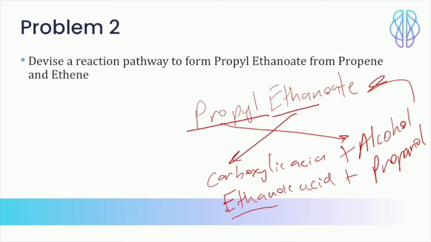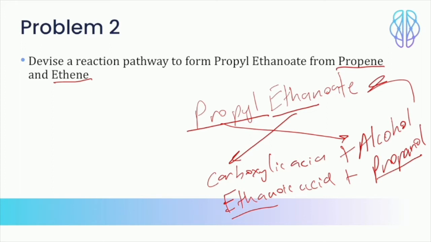And the length of the alkyl chains of each of the carboxylic acids and the alcohols stays consistent to make the final ester. However, we're in a bit of trouble. We haven't been asked to make propyl ethanoate from ethanoic acid and propanol. We've been asked to form propyl ethanoate from propene and ethene. So we need to devise two sets of reaction mechanisms.